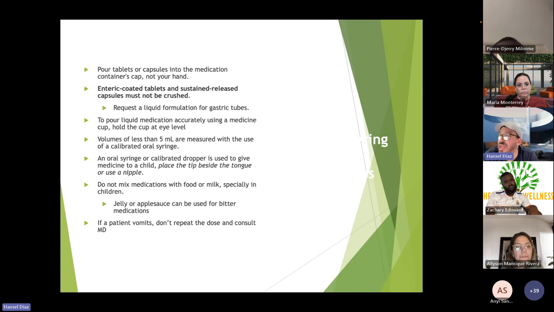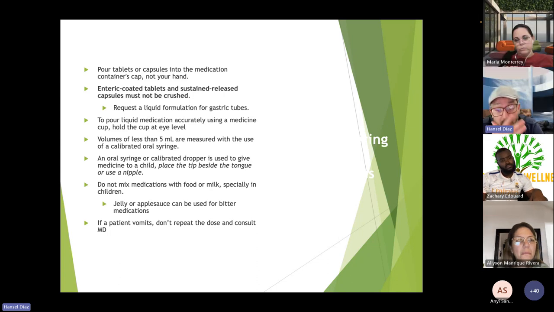Enteric-coated tablets and sustained release tablets, you don't crush them. Not even if you're going to give it to the patient through a PEG tube or a nasogastric tube. You don't crush those. You call the doctor and you call pharmacy and you get a different type of substance that you can flush through the PEG tube. You have crushers in the hospital, by the way, but those are not to be crushed. Just call the pharmacy. Listen, I need the same type of medication, but I need a liquid formulation of these medications. Any self-respecting pharmacy is going to have a choice for you.